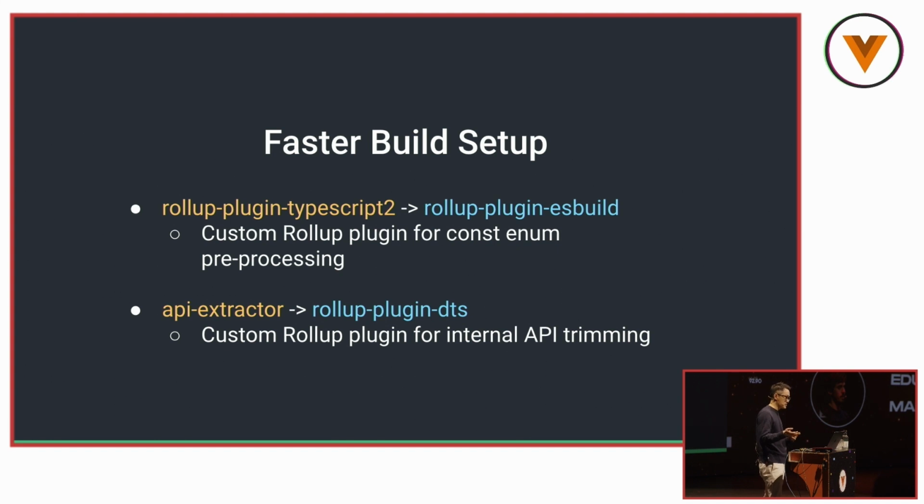So this is the major speed up that we saw. And we also moved from API Extractor to rollup-plugin-dts with a custom Rollup plugin for internal API trimming. So essentially doing the same thing, but a lot faster. These two combined give us a 12x speed improvement for building Vue itself. This step was in fact interlocked with ecosystem CI, because previously the build process was so slow that it caused ecosystem CI to occasionally time out. After we implemented this, ecosystem CI now runs very smoothly.